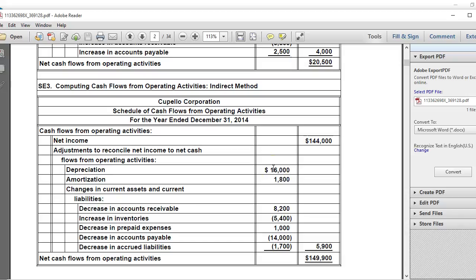Then, when we look at our changes in our current assets and our current liabilities, if we increase an asset from the first of the year to the end of the year, we're going to subtract. When we decrease an asset, we're going to add it back. The opposite is true for liabilities. When we increase a liability, we're going to add it. When we decrease a liability, we're going to subtract it.